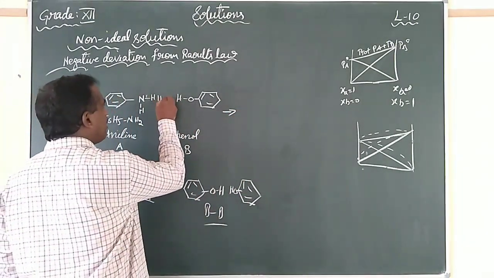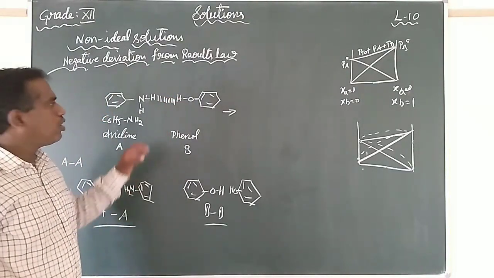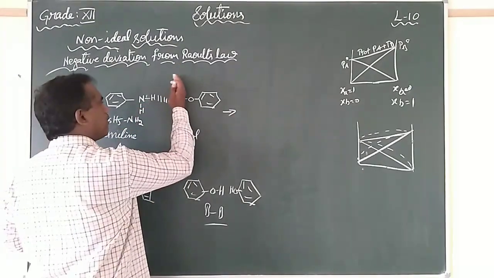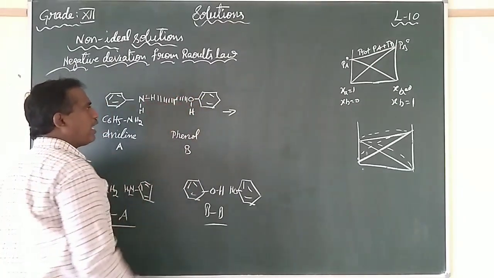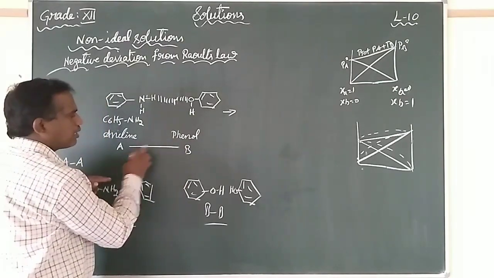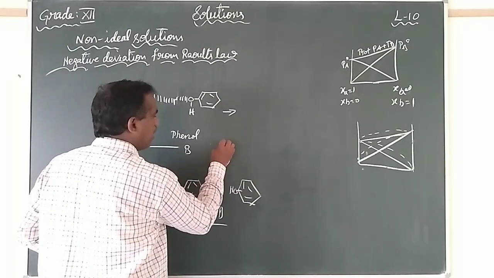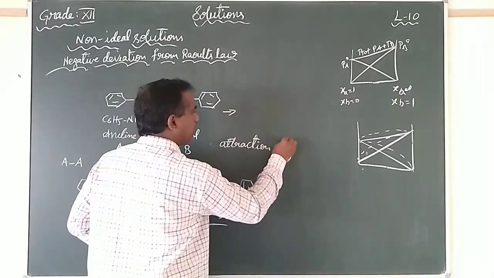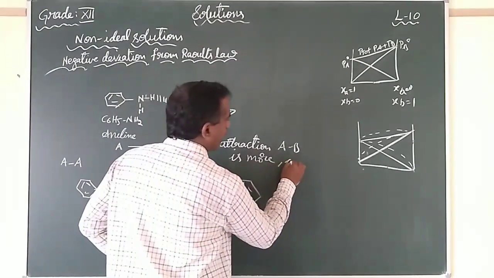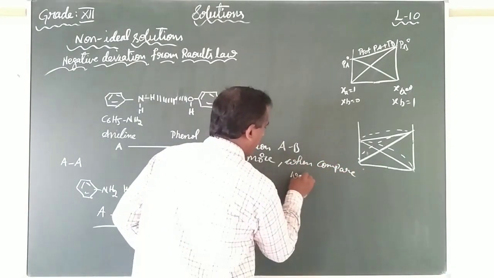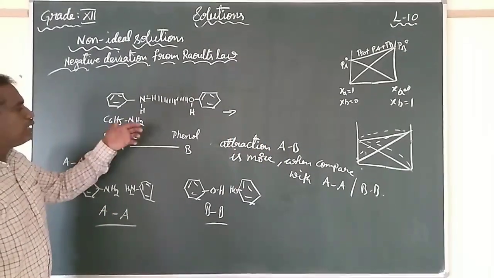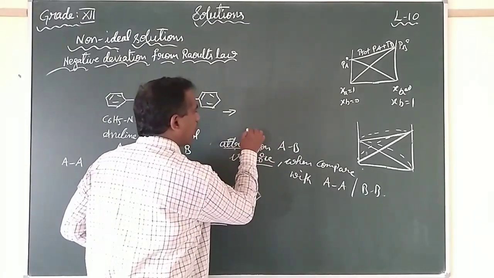These aniline and phenol will have a strong hydrogen bonding, from the oxygen of the phenol to the hydrogen of the aniline. This means the attraction between A and B, the hydrogen bonding or molecular attraction, is more. The attraction between A and B is more when compared with A or B alone. When you compare with the individual molecules, this AB molecule has more forces of attraction.